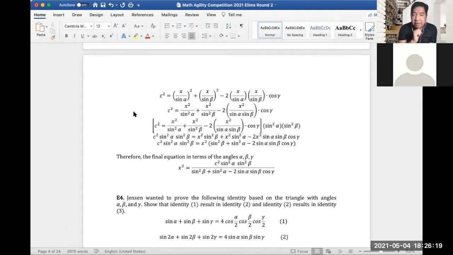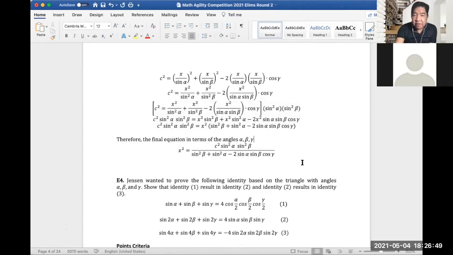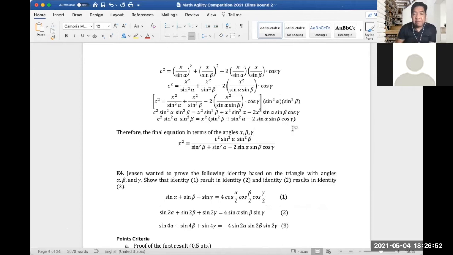It canceled out sine squared alpha. So what is left is sine squared beta. What is left is sine squared alpha on the second term, so we have X squared sine alpha here on the second term. And then it cancels out one sine alpha and sine beta as well. We are left with sine alpha, sine beta, cosine gamma, and then the 2X squared. So manipulating this, we will have the final equation required.